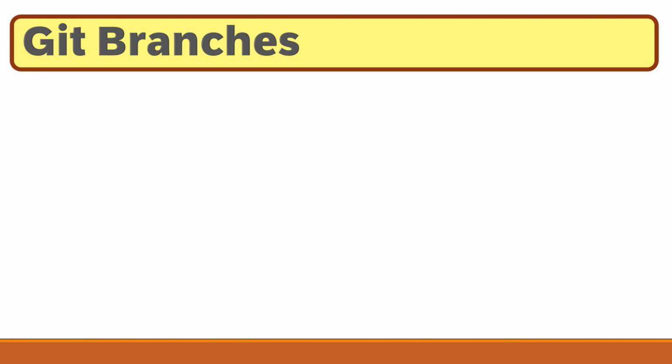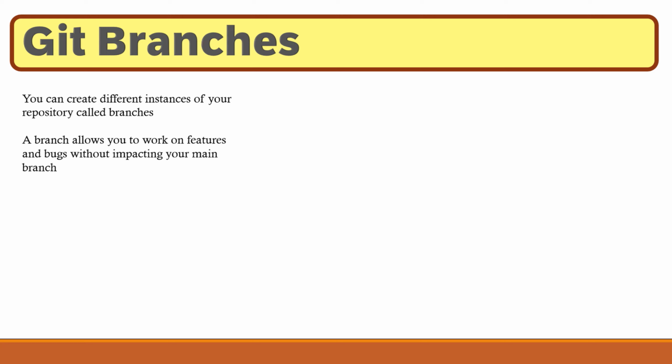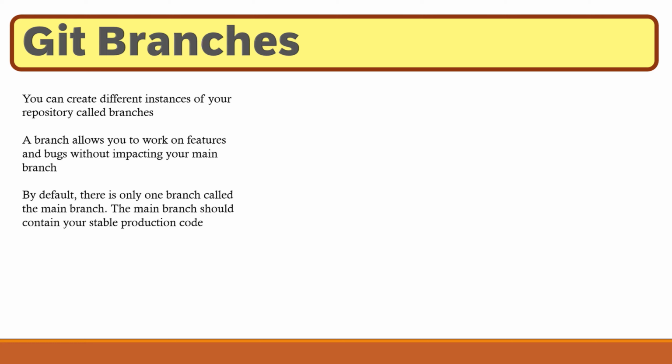Another part of Git which is important to understand is Git branches. You can create different instances of your repository called branches. A branch allows you to work on features and bugs without impacting your main branch. By default, there's only one instance of your repository called the main branch. I think it's also called the master branch.